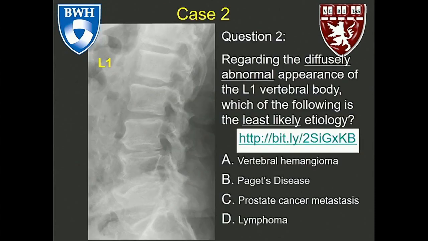All right, so we're going to move on to case 2. So here's our next case. Regarding the diffusely abnormal appearance of the L1 vertebral body here, which is labeled, which of the following is the least likely etiology? So you can use your devices to help answer this question.